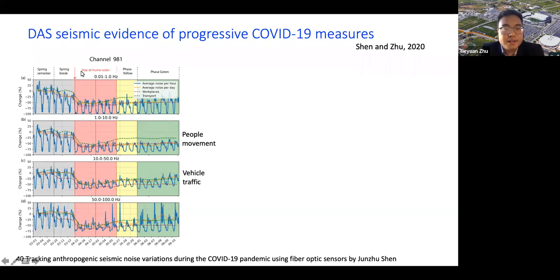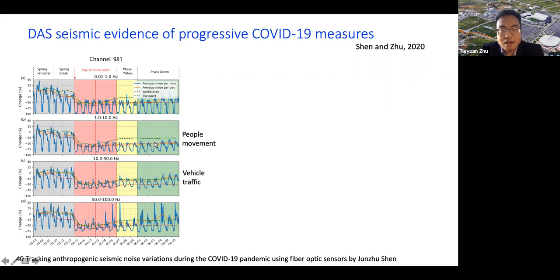As you can see here, the red zone represents the stay-at-home order in Pennsylvania. We found a big noise reduction across all frequency bands. And then after the phase yellow, we found some noise recovery. For example, at 10 to 50 hertz and 50 to 100 hertz, you see noise has a very clear increase. But when we look at 1 to 10 hertz, we didn't see that increase.